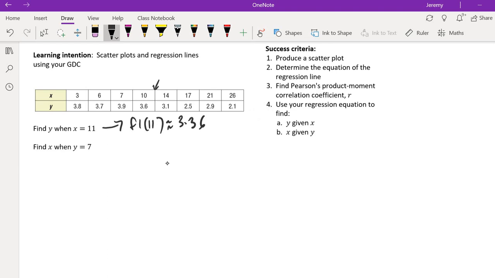Okay, 11 would be there, so this is an example of interpolation, because the x value occurs within the domain that we've been given. Now, this one, what we're doing is saying that y is 7. Now use the m and the c values to find x. In terms of our calculator notation here, we're working with function notation. We know that f1 of x is equal to 7. So what's x approximately equal to?